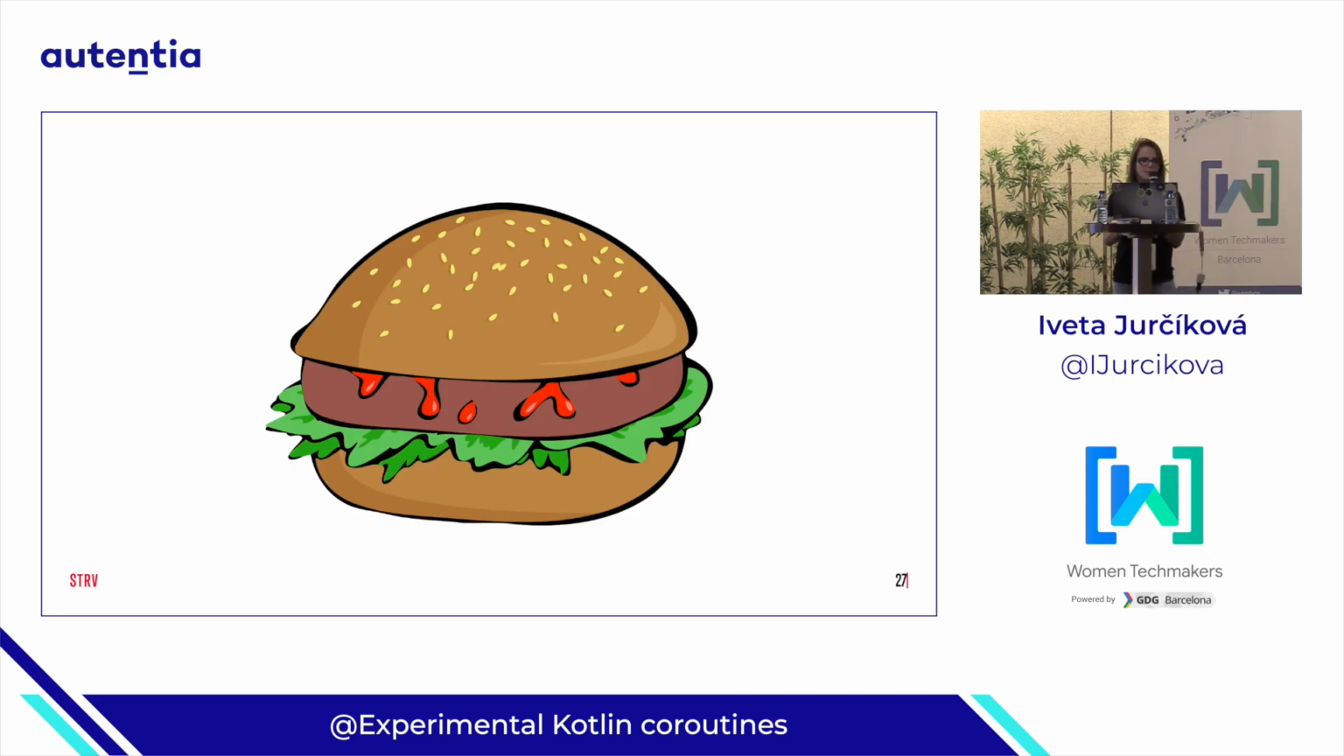During my high school, I worked in a food stand at the swimming pool during summers. And because I had a really good time there, I decided to use the analogy of ordering a hamburger in our hamburger stand to explain the experimental coroutines API.